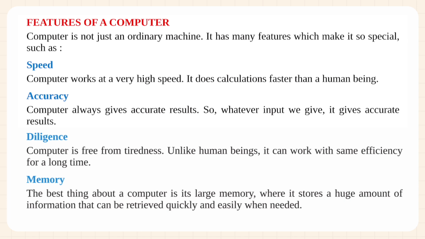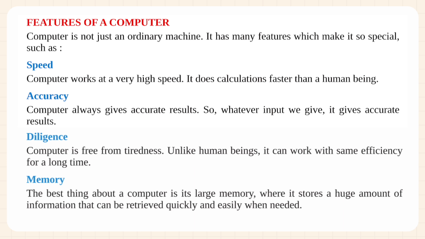Features of a computer. Computer is not just an ordinary machine. It has many features which make it so special, such as speed. Computer works at a very high speed. It does calculations faster than a human being. Accuracy. Computer always gives accurate results. So, whatever input we give, it gives accurate results.